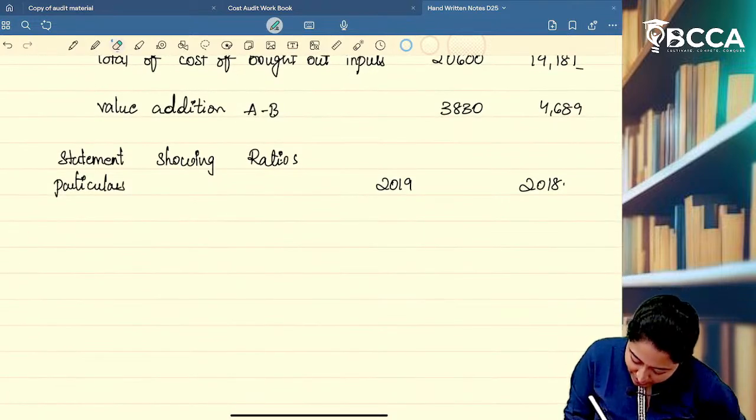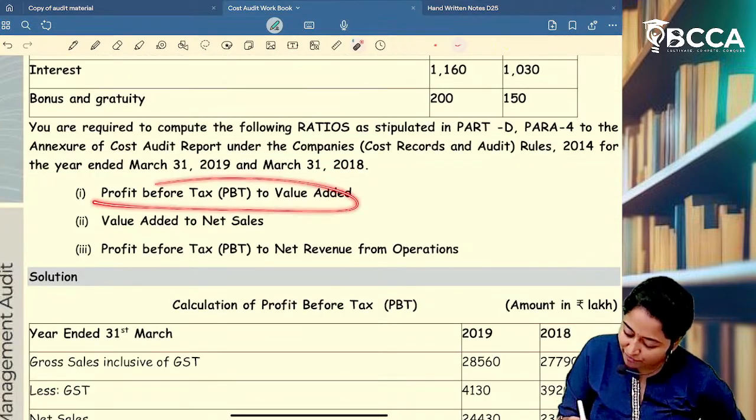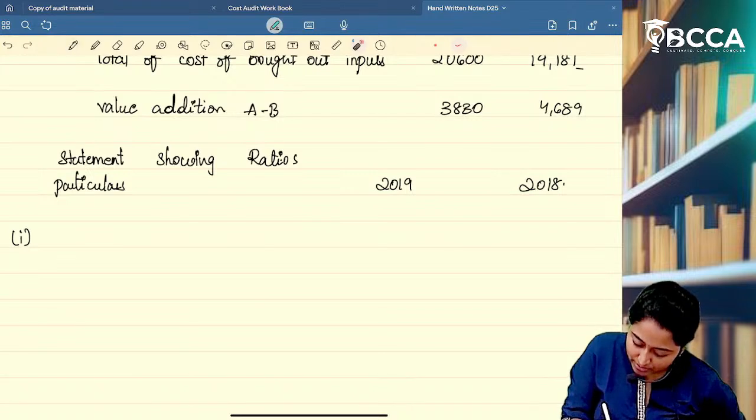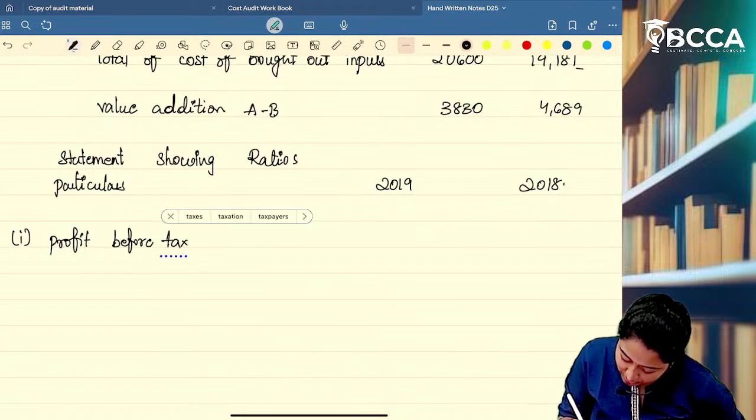First, what have they asked regarding? First is profit before tax to value added. Profit before tax.